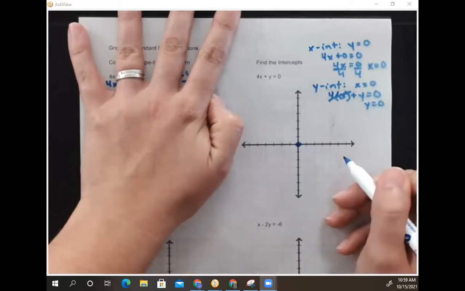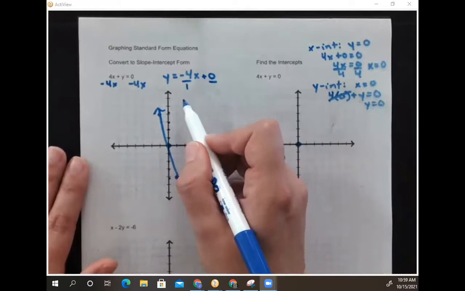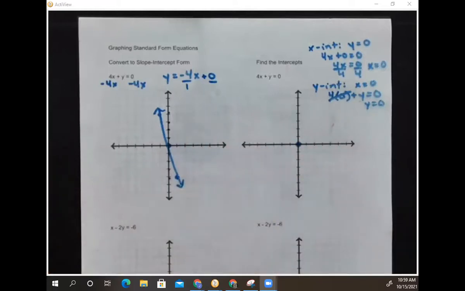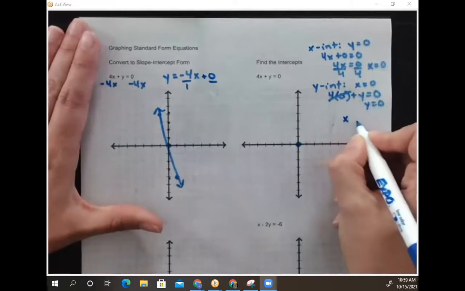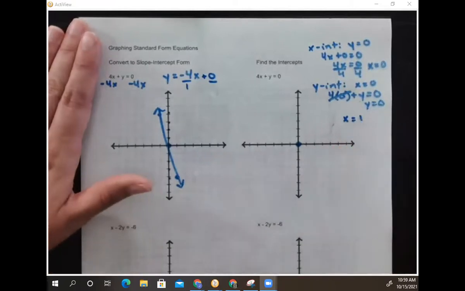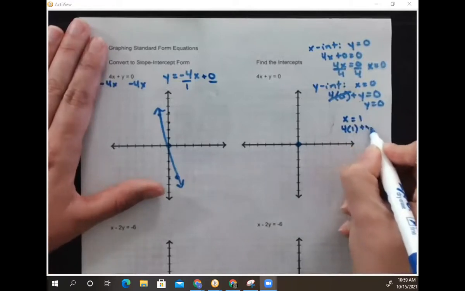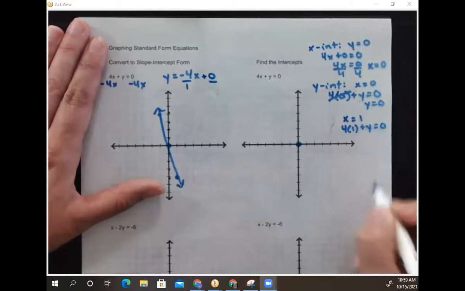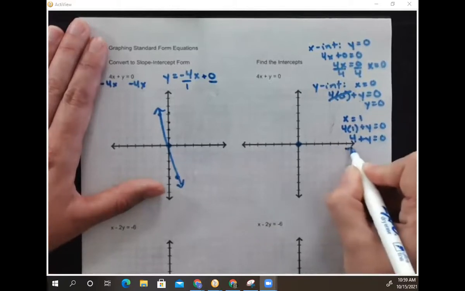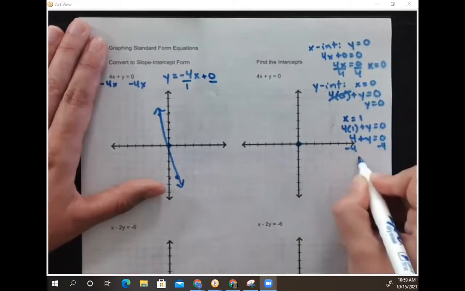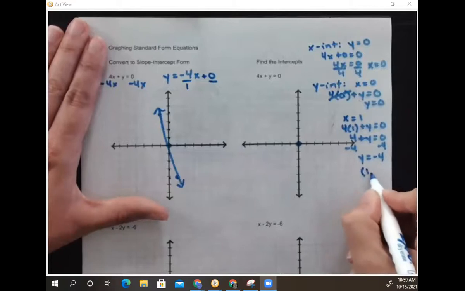So for this example, I am sort of forced to change it to slope-intercept form unless I plug in another value for x. So if I wanted to, I could plug in, let's say, x equals 1. And then solve for y. So this would be 4 plus y equals 0. Move the 4 to the other side, and we get y equals negative 4. That would work.